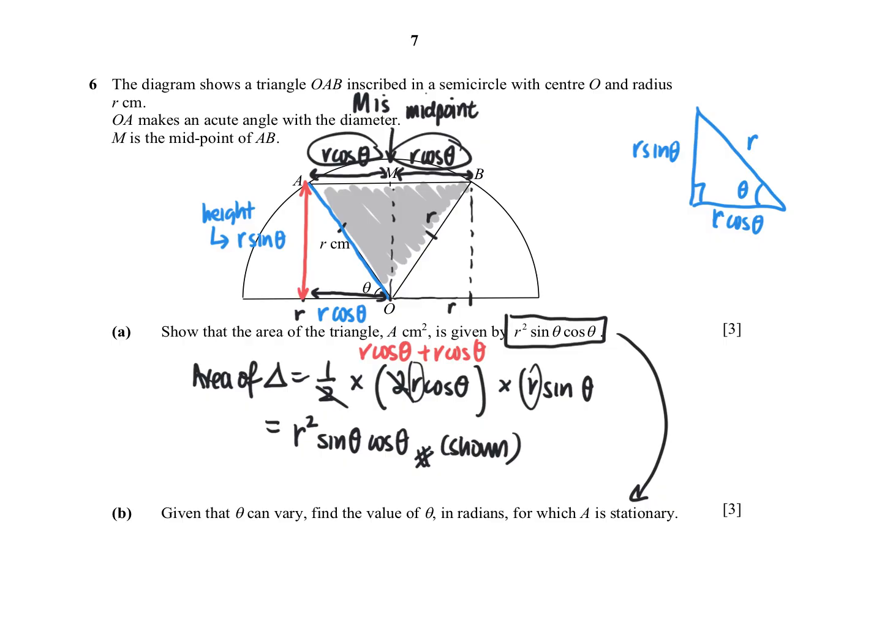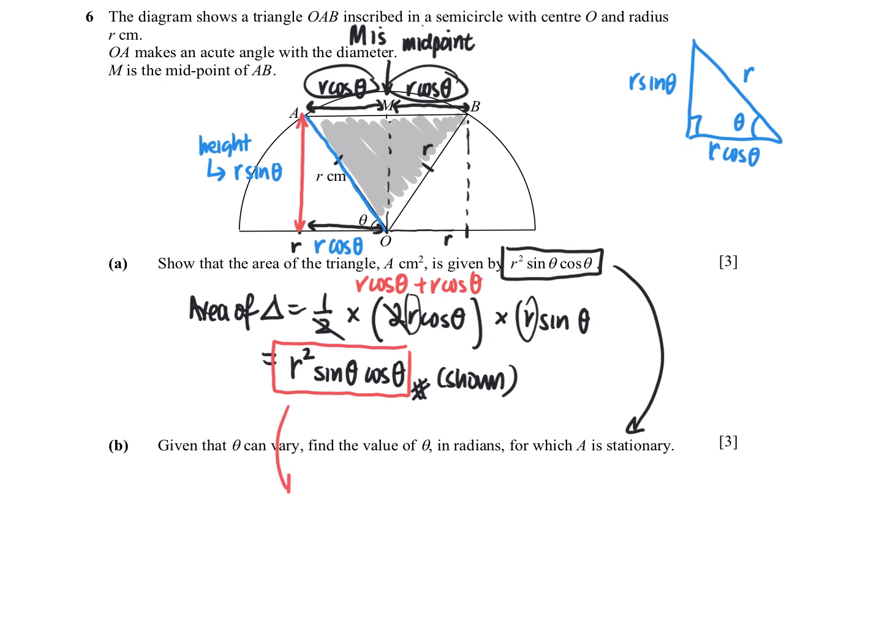Then they say, given that theta can vary, find the value of theta for which this is stationary. But this one we can't really do unless we change it to double angle formula, because sine theta cos theta we can't really do. Do you remember that sine 2 theta is 2 sine theta cos theta? So this one is actually sine 2 theta divided by 2.